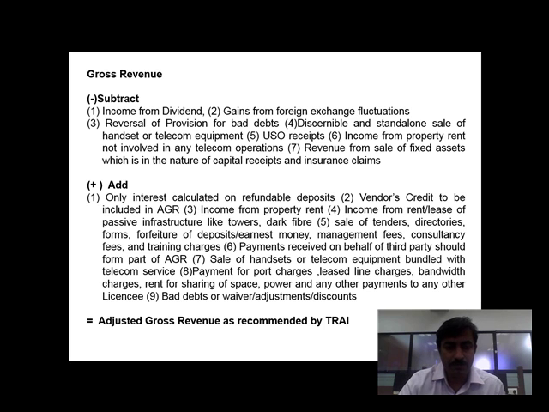And finally, if from the gross revenue you subtract 7 items and you add 9 items, you come to the figure called the adjusted gross revenue.